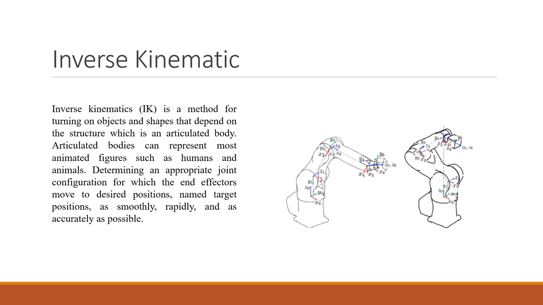Then, what is inverse kinematic? The simple way to explain inverse kinematic is it's a method for turning an object and shapes that depend on the structure, which is an articulated body. Articulated body can represent most animated figures such as human and animals, determining an appropriate joint configuration for which the end effector move to desired position, named target position, as smoothly, rapidly, and as accurately as possible.